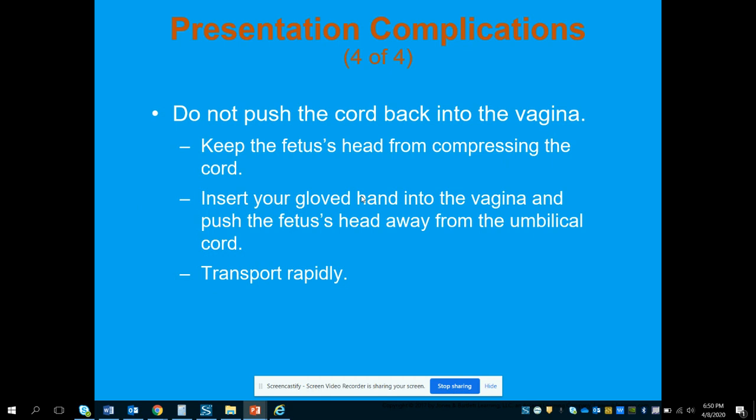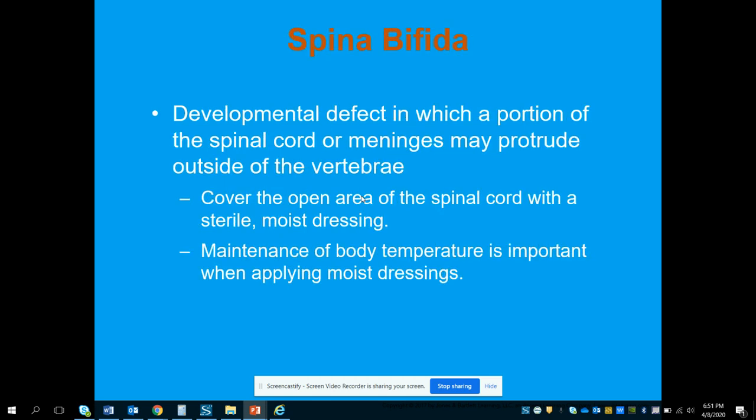So this is the other time where you would insert your gloved hand into the vagina. You want to try to keep the fetus's head from compressing the cord. So insert your gloved hand into the vagina and gently push the fetus's head away. Now you don't want to push too hard. You don't want to push down into the fontanelles or anything like that, but just gently try to guide their head away from the cord. And then same transport that I said, hands and knees with the hips elevated is going to be your best option to keep the pressure off of this cord, and rapid transport to an appropriate facility.